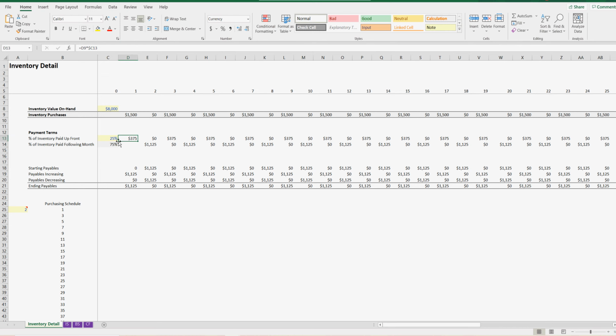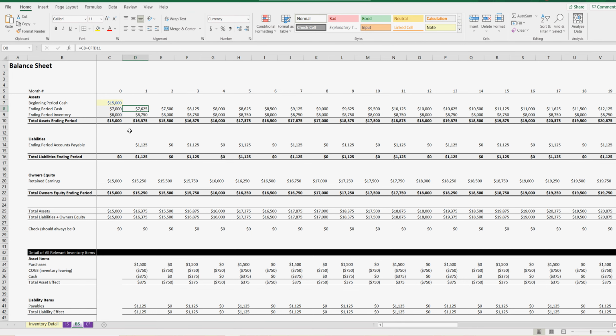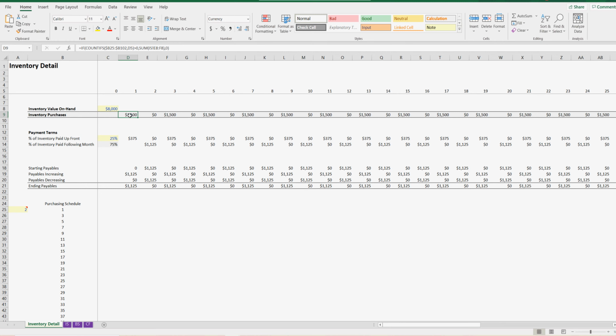Now, the reason I wanted to show payment terms is because there is an aspect of accounts payable and inventory. If I buy $1,500 of inventory here, but I only pay $375, the actual journal entry for accounting would be debit inventory 1,500, and this is how we're getting to our inventory value here. So you raise inventory by 1,500, you lower cash by 375, and you raise accounts payable by the difference. And you can see this is our schedule for what is happening to accounts payable over time based on this.